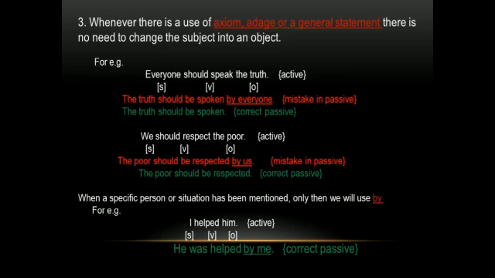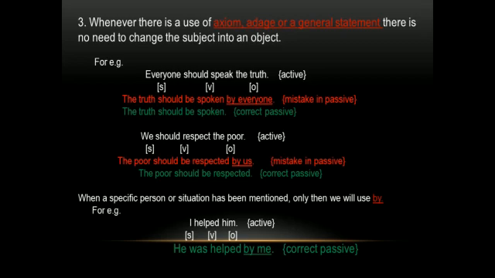So "I helped him" is specific, in a specific situation. In this case, we need to mention the subject. Who helped? I helped. Okay, he was helped by me, right? You can see there the change of the pronoun there. I has changed to me. So whenever we are talking about some specific person or situation, definitely we need to use the subject.